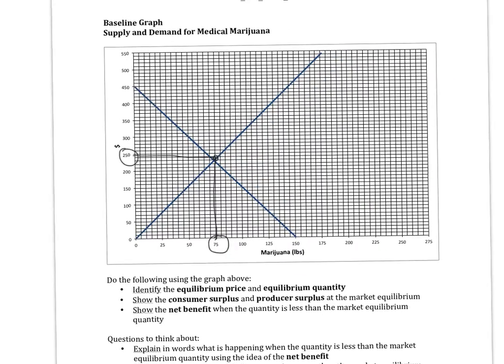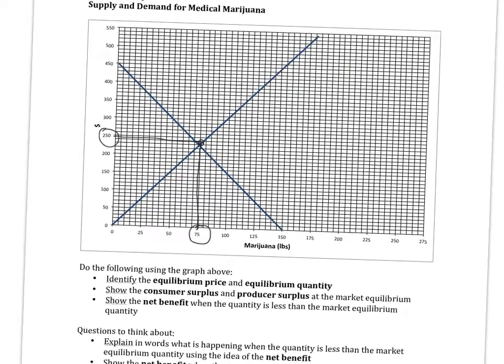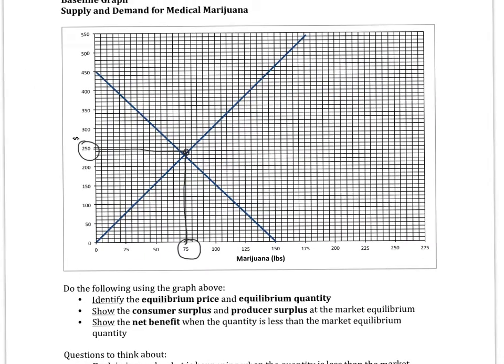I'll just make this a little smaller here. So we need to show the consumer surplus and producer surplus. The consumer surplus is defined as the difference between what the individual consumer is willing to pay and the price actually paid. So graphically, that's just the area between the market price and the demand curve, since the demand curve is just the marginal willingness to pay. So consumer surplus is just this triangle here, and we'll shade it in.